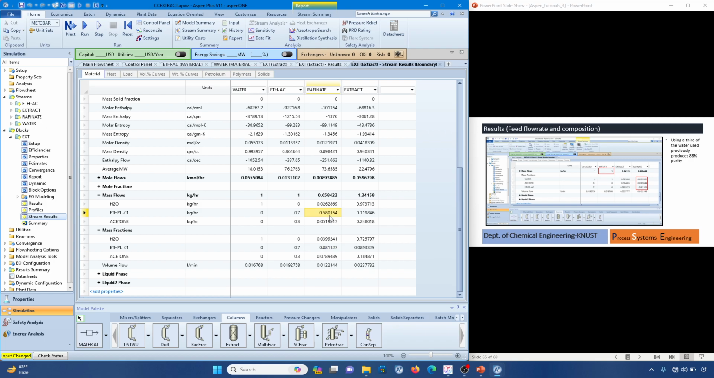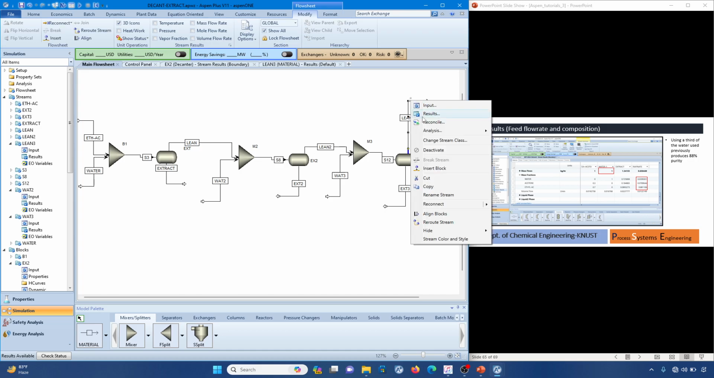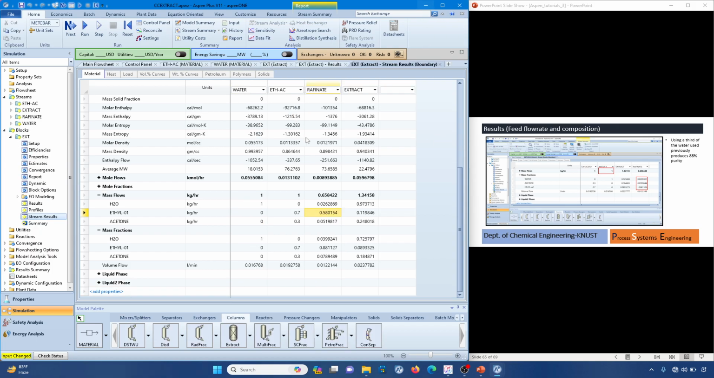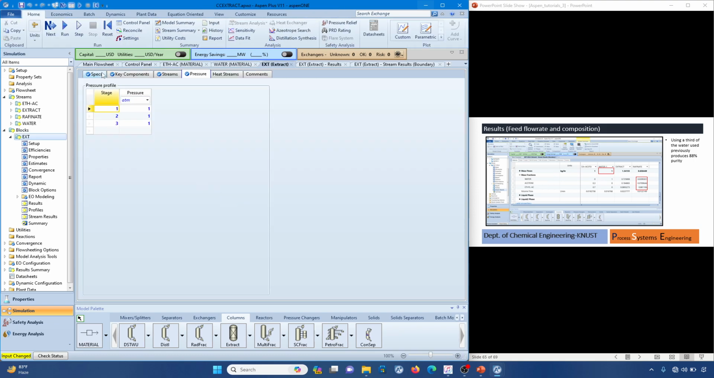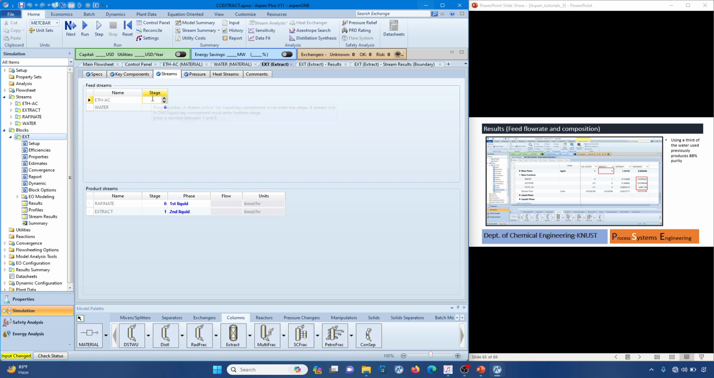And we could compare this to what we achieved from the first process, in this stream. 93% purity and similar flow rate of the desired product. So increase the number of stages. Let's make it 6, with water on the last stage, the bottom.